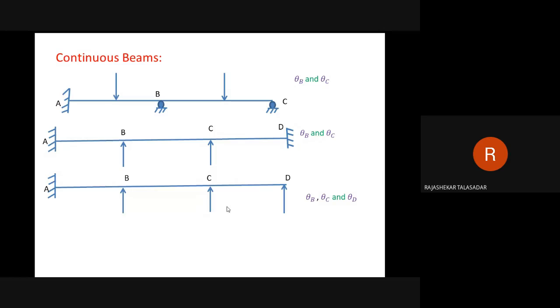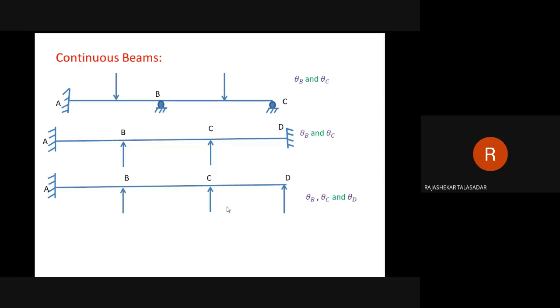Now let me come to the third example. Can you tell me now? There are 4 rotations in fact: theta A, theta B, theta C, theta D. Which is 0 here? A. Theta A is 0 because the extreme end is fixed, so slope is 0. But D is an extreme end that is a simple support, so there exists a slope. How many unknowns will be there here? 3. What are those?